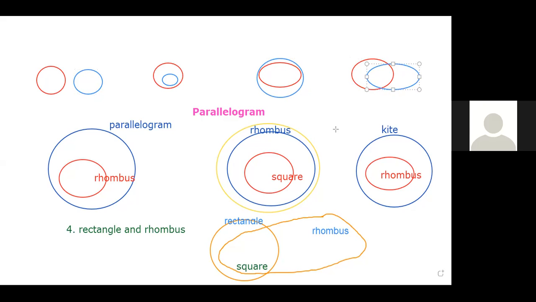Now, in case of parallelogram and rhombus, or the previous three cases that we considered, it's the middle two that was the case, right? One or the other. In these two cases, the rhombus was the subset, and in this case, the rhombus was the superset. Okay, so that happened. But rectangle and rhombus, they are not like these two. Think about it.